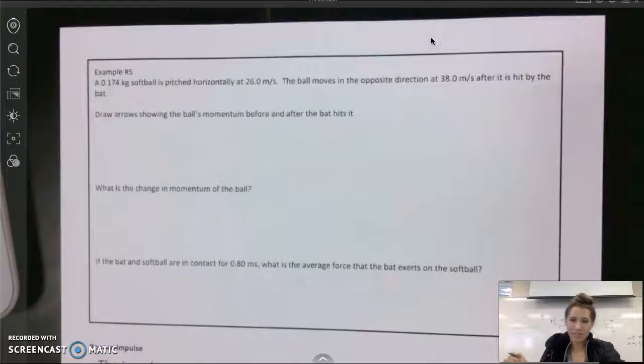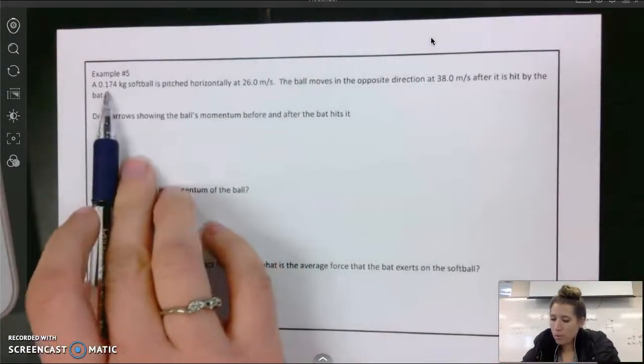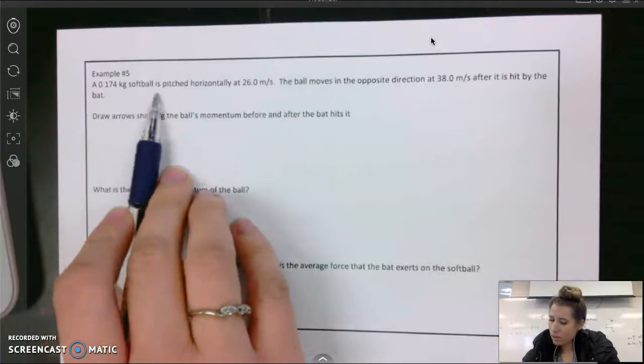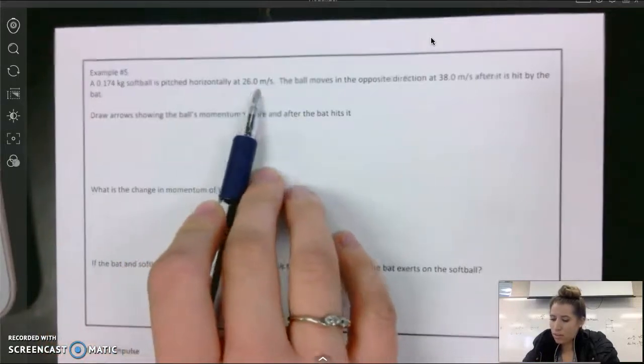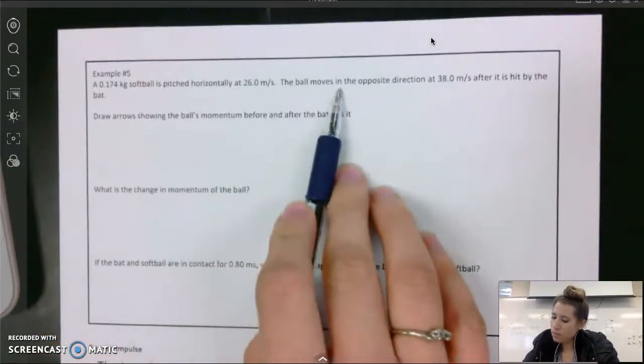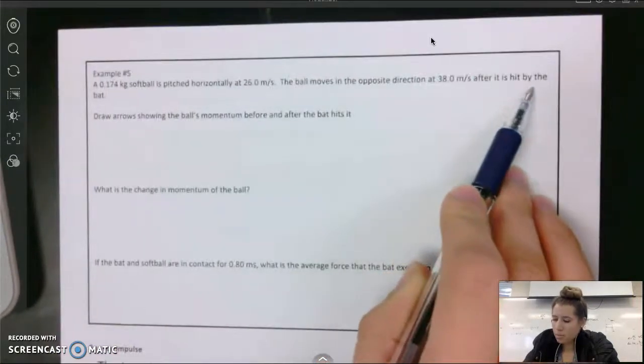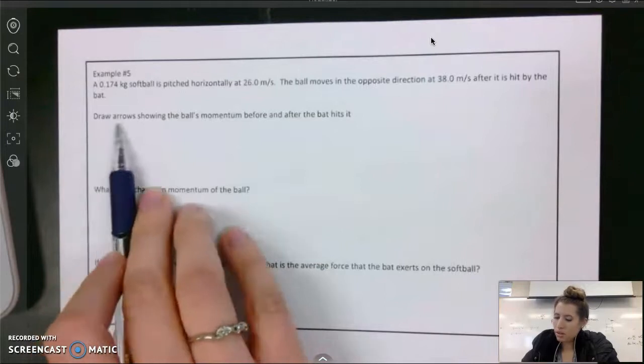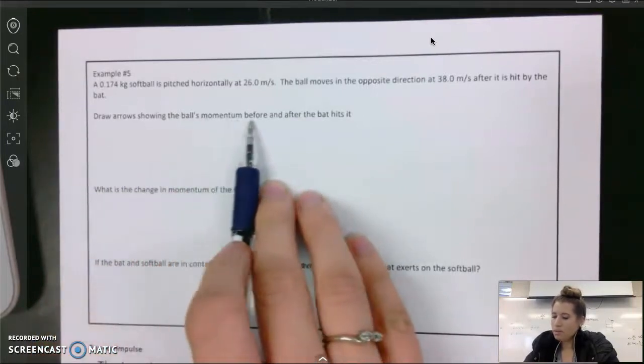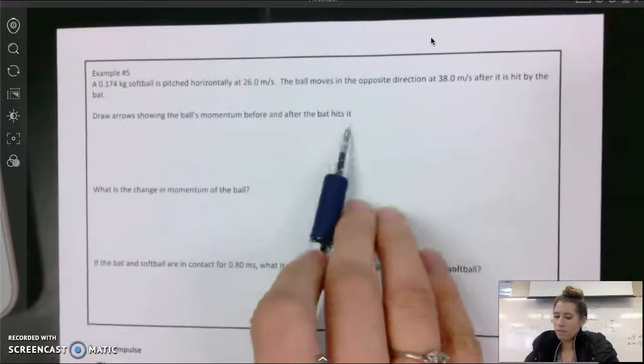Okay, example number 5. A 0.174 kilogram softball is pitched horizontally at 26 meters per second. The ball moves in the opposite direction at 38 meters per second after it's been hit by the bat. Draw arrows showing the ball's momentum before and after the bat was hit.